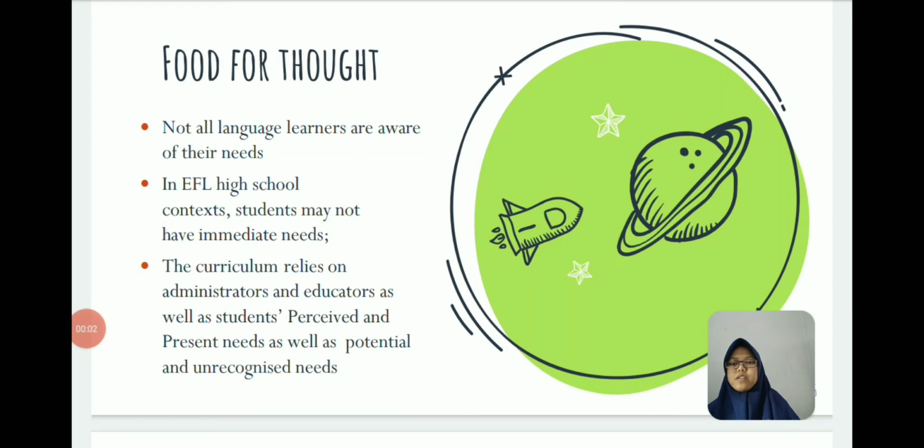Next, food for thought. There are 4 things to think seriously about in needs analysis, namely, not all language learners are aware of their needs. In EFL high school context, students might not have immediate needs, and the curriculum relies on administrators and educators as well as student perceived and present needs as well as potential and unrecognized needs.